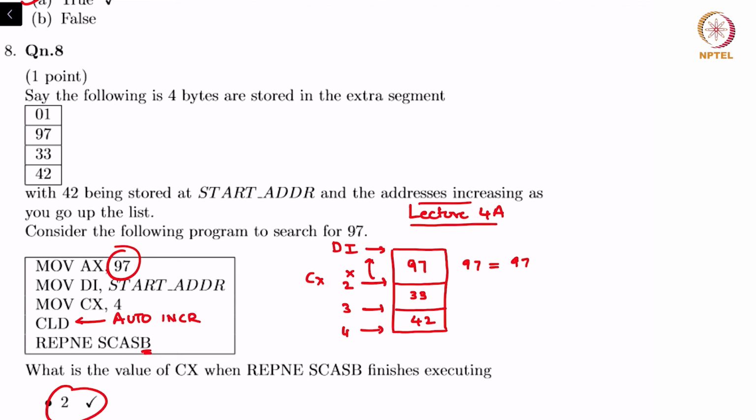Cx will not be decremented at this point. Only di has the auto increment, right? So the value of cx is 2.